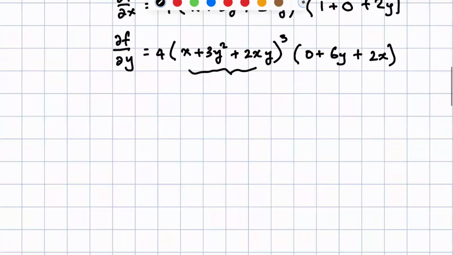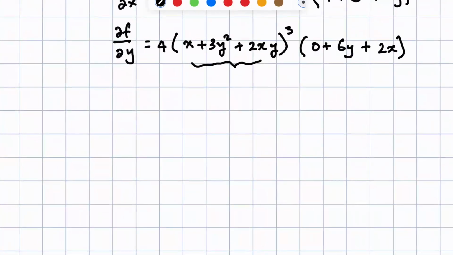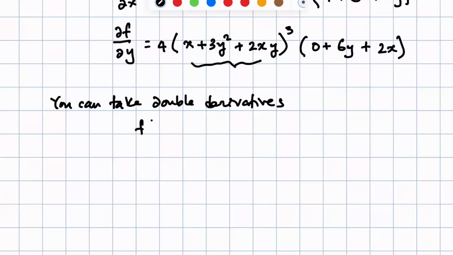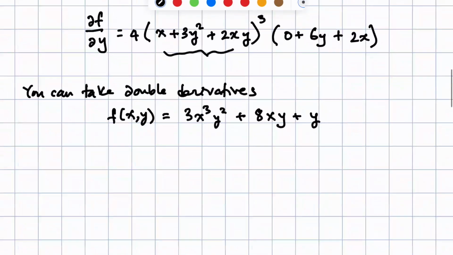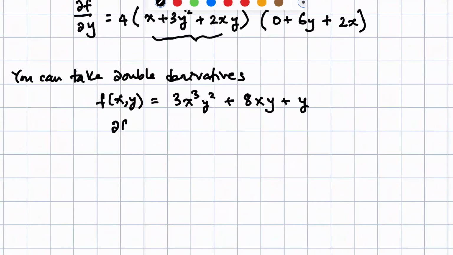Now, one interesting result is that you can take multiple derivatives, right? You can take double derivatives. So let me explain. Suppose I have f of x, y equals, say, 3x cubed y squared plus 8xy plus y, right? Now, if I take df dx, what do I get?